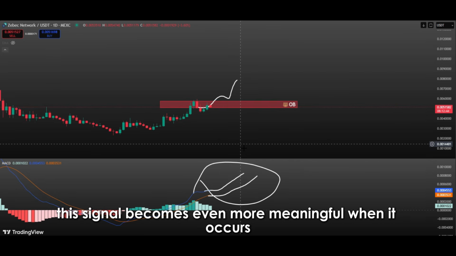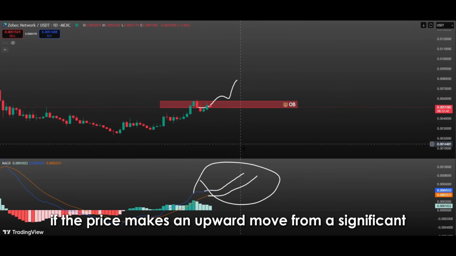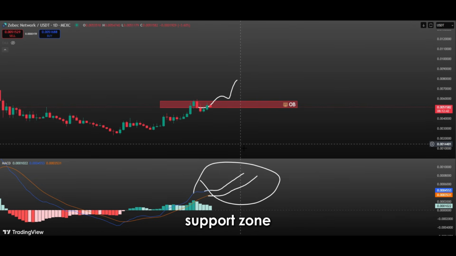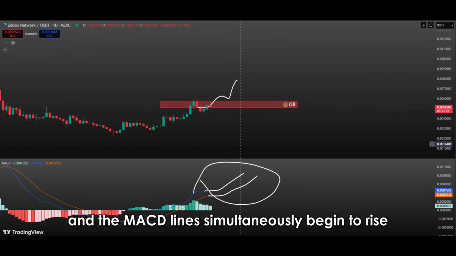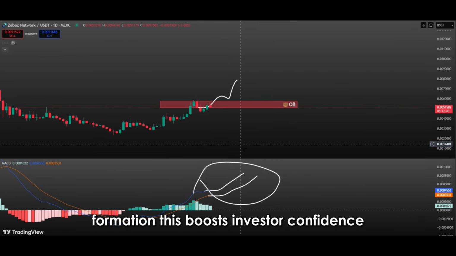This signal becomes even more meaningful when it occurs while prices are bouncing off a key support level. For example, if the price makes an upward move from a significant support zone and the MACD lines simultaneously begin to rise, the combination of these two signals provides stronger confirmation. This boosts investor confidence and encourages long positions.